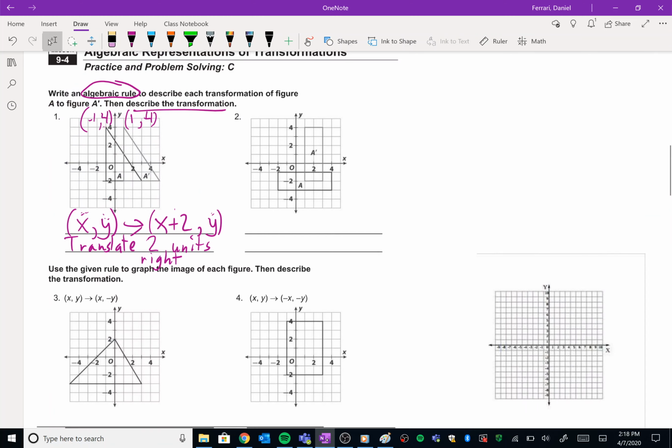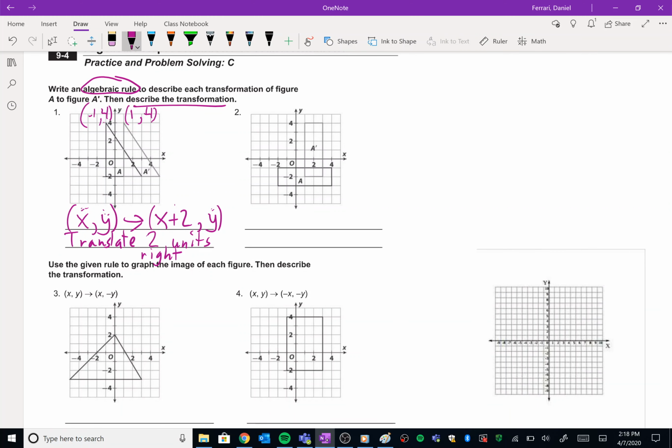Well, this one's definitely not a translation. It doesn't look like we just slid A up into A prime. That wouldn't work, because we would end up with a rectangle that looks like A, kind of on its side like that, right? And we want a rectangle that's tilted, a rectangle that's up on its side.